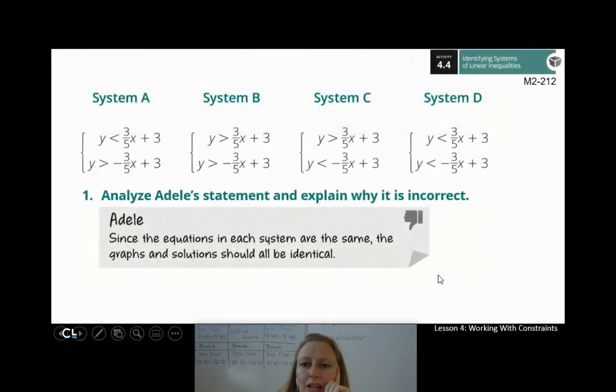So Adele made a statement about these systems of linear inequalities, and it's incorrect. Can you explain why? Hit pause, write down why she's wrong, and then hit play when you're ready to check your work.